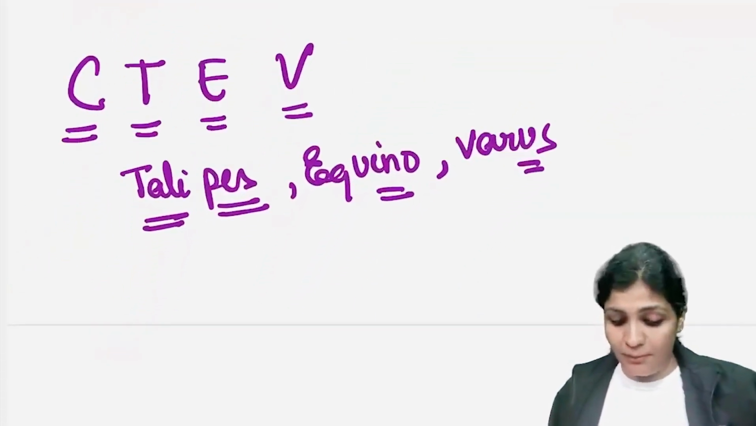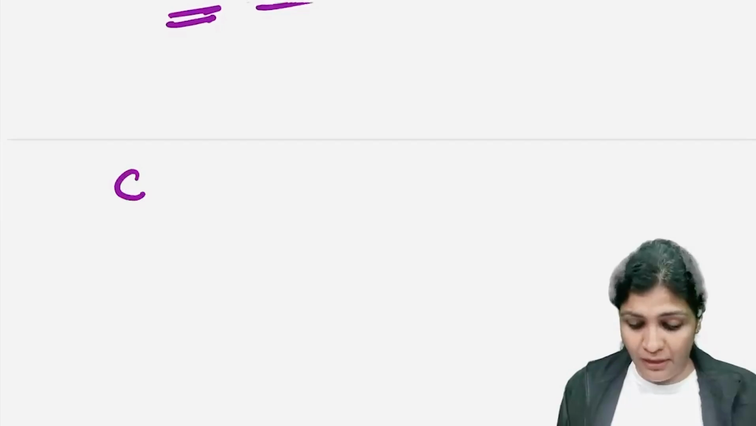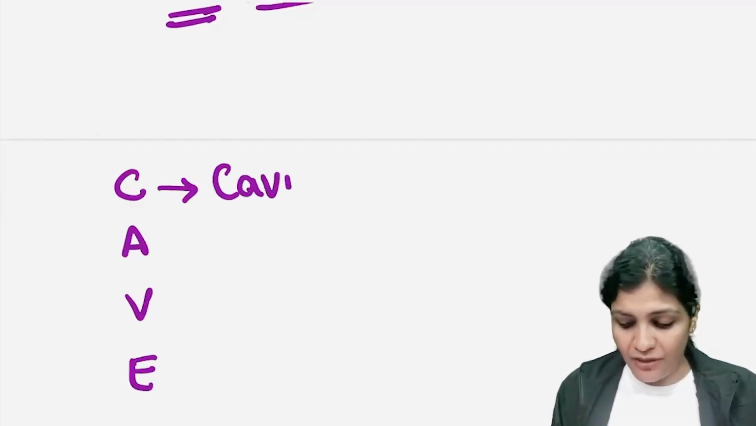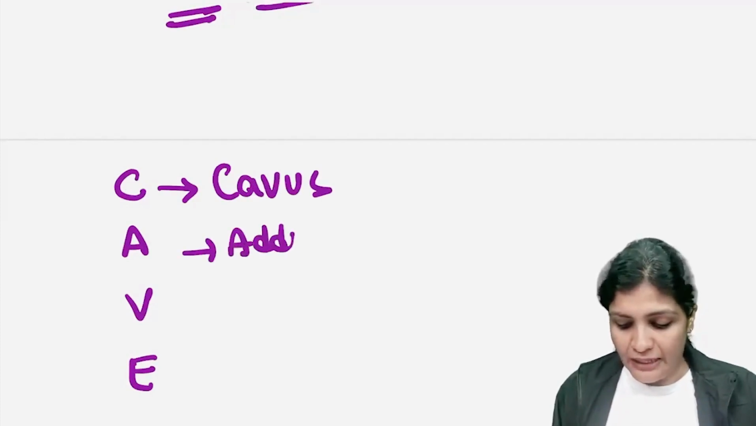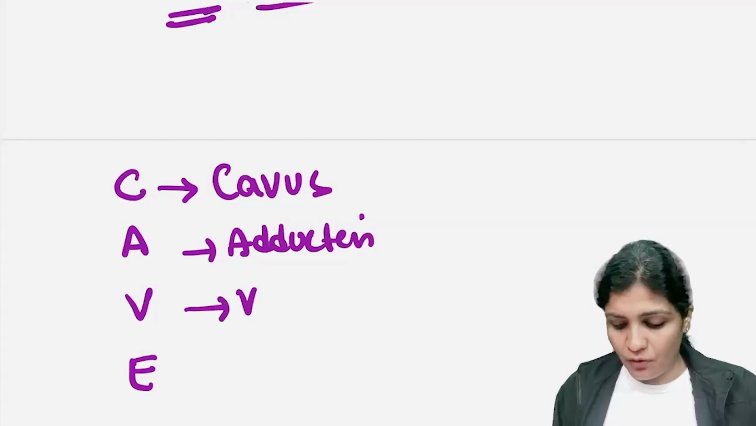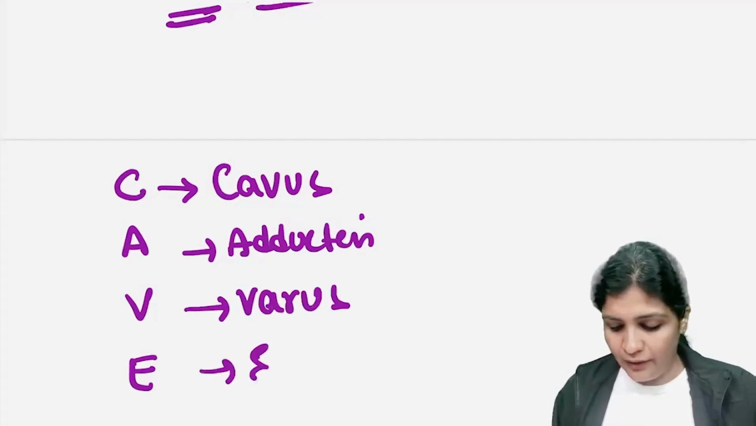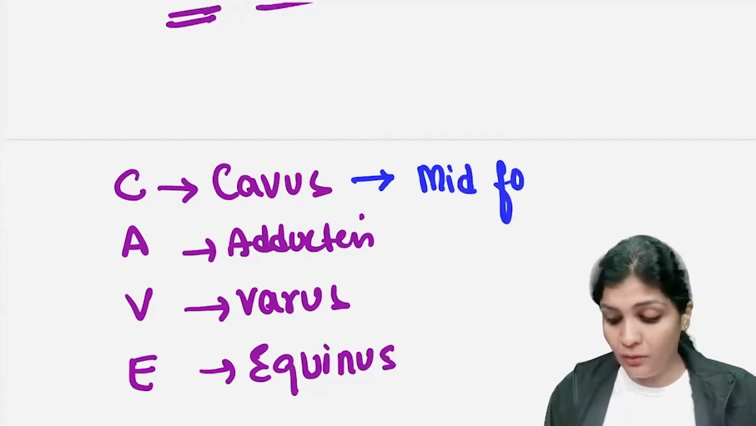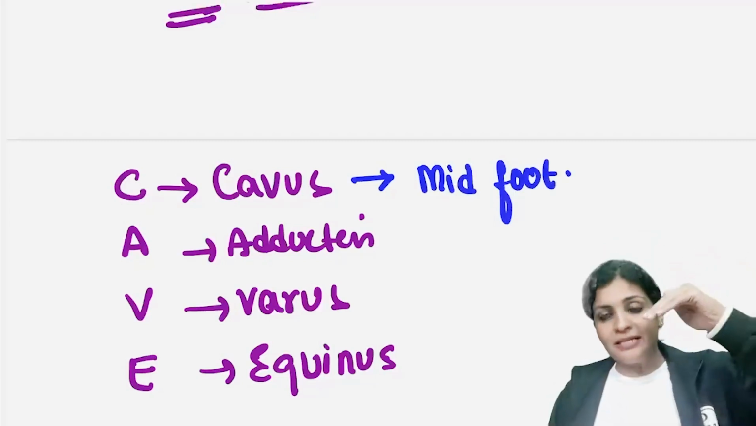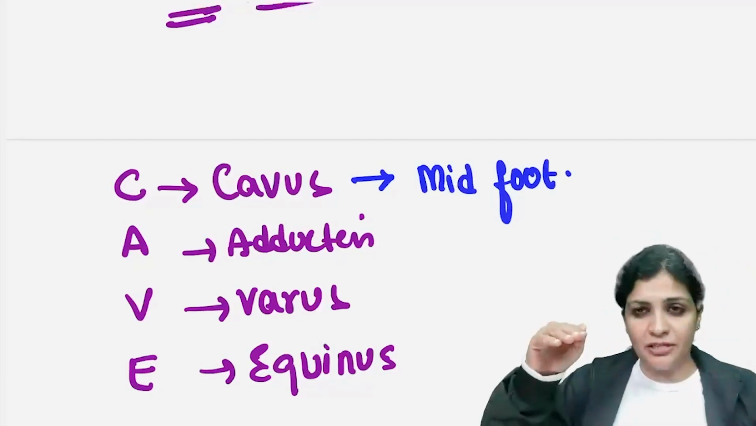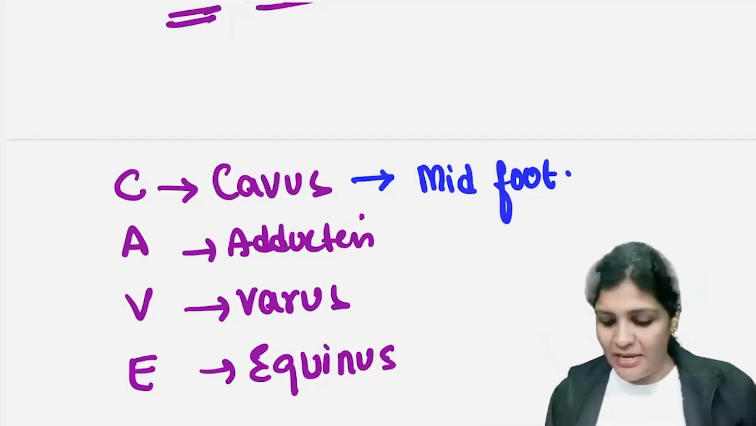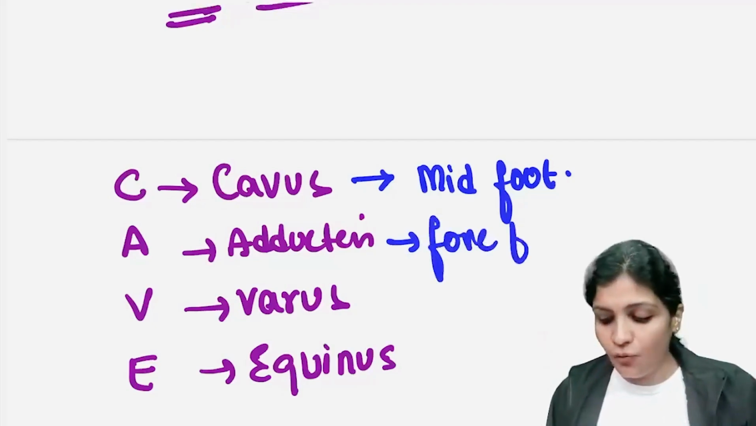Now you have to remember only one mnemonic, that is CAVE, C-A-V-E. C is for cavus, A is for adduction, V is for varus, E is for equinus. Cavus is usually seen in the midfoot. What do you mean by cavus? Cavus means it is like an arch. Usually we have these arches, right? Now the arch has been exaggerated, like a cave form. That is cavus.